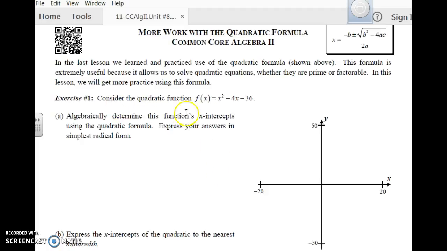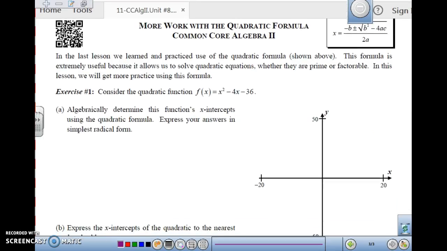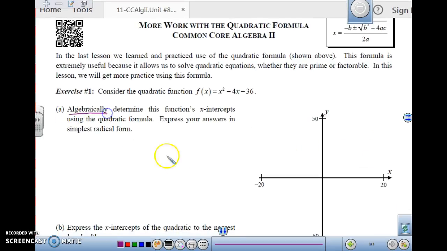All right, let's consider the quadratic function f of x equals x squared minus 4x minus 36. Algebraically, determine the function's x-intercepts using the quadratic formula. Express your answers in the simplest radical form. Okay, now notice here this says simplest radical form, so probably this tells us it's not going to factor.